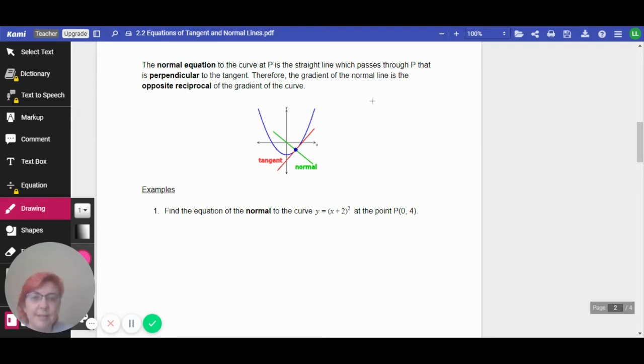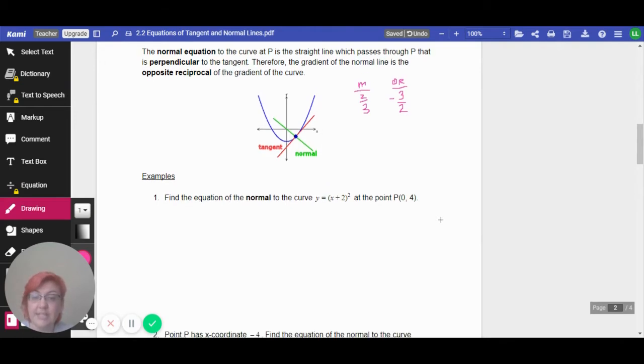Remember that to find an opposite reciprocal, if your gradient is something like maybe 2 over 3, then to find the opposite reciprocal, this is positive, so we give it the opposite sign, which makes it negative. If it was negative, we would have made it positive. And then to take the reciprocal, we take the denominator and put it in the numerator, and the numerator and put it in the denominator. So that leaves me with negative 3 over 2, the opposite reciprocal.